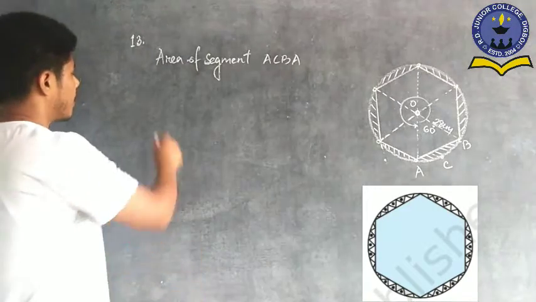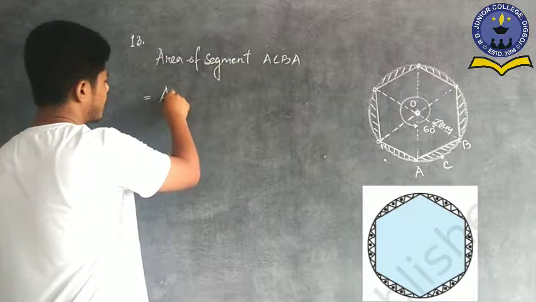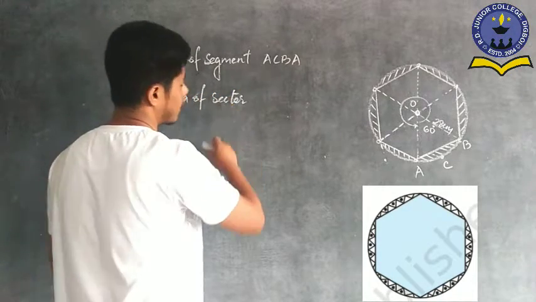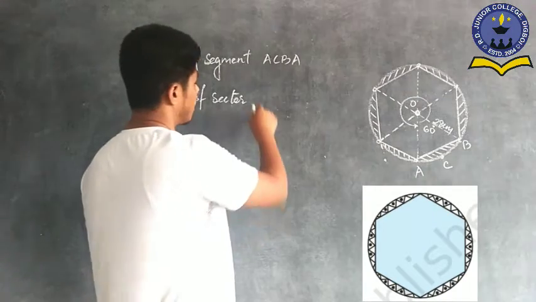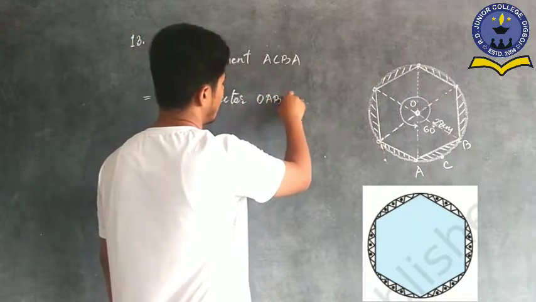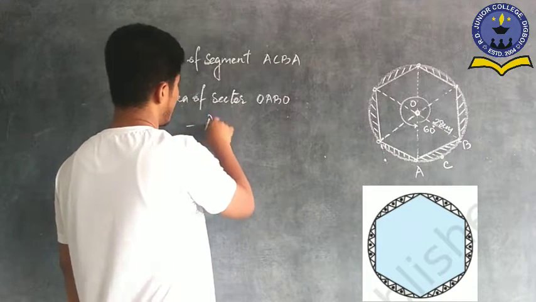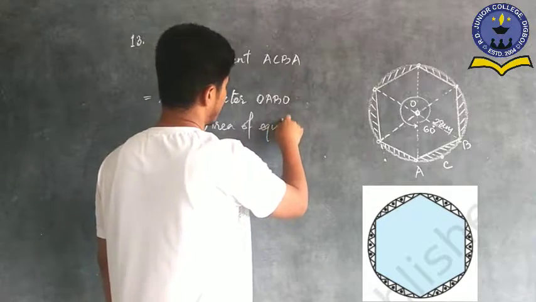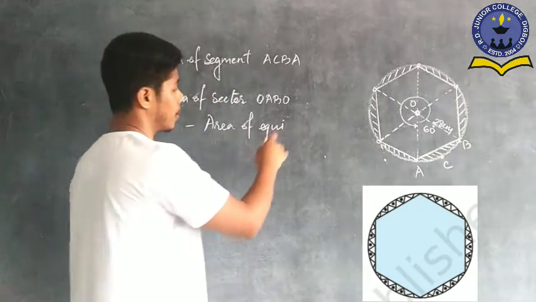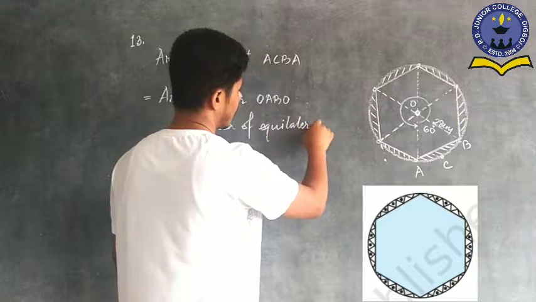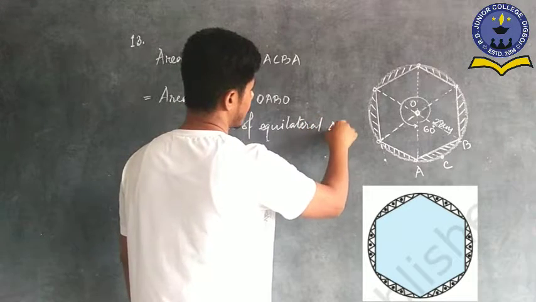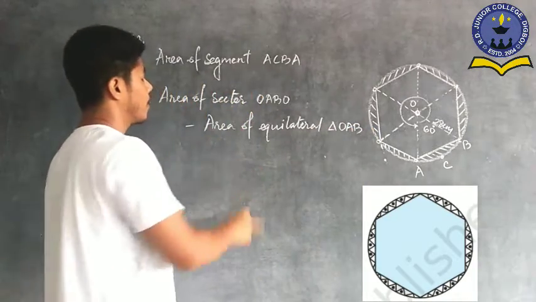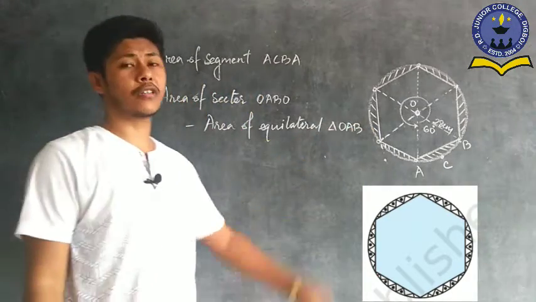So area of segment ACBA is equal to what? Area of sector. Which one is the sector? OABO. Minus area of equilateral triangle, because we already proved this one. Equilateral triangle OAB. So area of sector OABO minus area of equilateral triangle OAB.